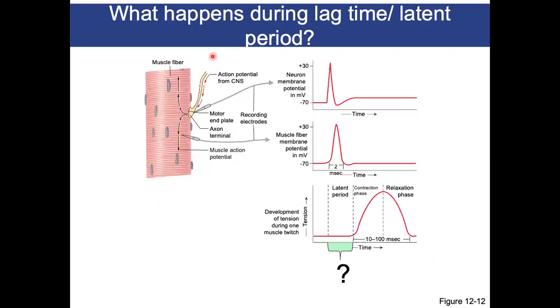Okay, so what happens during lag time or latency period? The nerve has to stimulate the muscle, and then the muscle has to produce an action potential, and then you have to actually get contraction. So you need to think about all of what happens during that time period from when the muscle gets excited to when the muscle actually starts contracting. This is latency period or lag time.